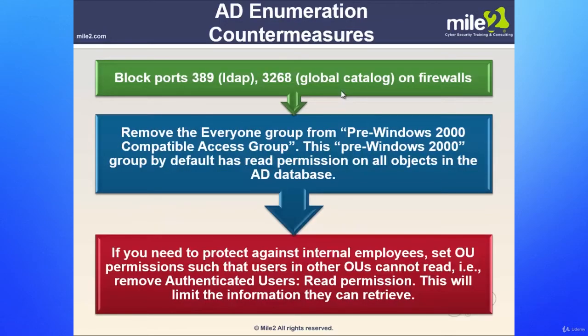Countermeasures: block port 389 for LDAP. You can also block port 3268 for the global catalog, and do this on your firewall servers, as in on your firewalls. Remove the Everyone group from the pre-Windows 2000 compatible access group. This pre-Windows 2000 group by default has read permission on all objects within the Active Directory database. Now, if you need to protect against internal employees, set the organizational unit permissions such that users in other organizational units cannot read, as in remove the authenticated users' read permission. This will then also limit the information they can retrieve.